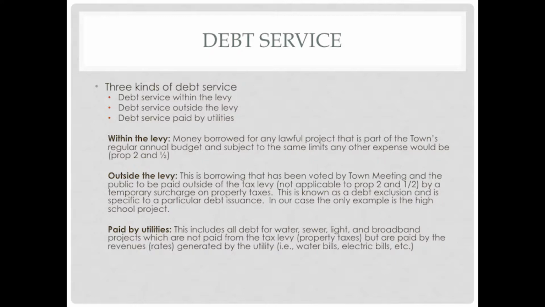And then debt service paid by utilities. The important thing to remember is water, sewer, and the light department. They're often heavily indebted in any community because that's how utility services run. They always have to borrow money to fund their infrastructure. Anything we spend in those departments is paid for by those rates.